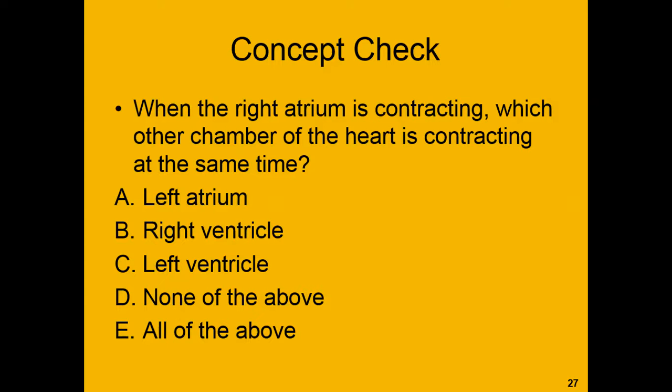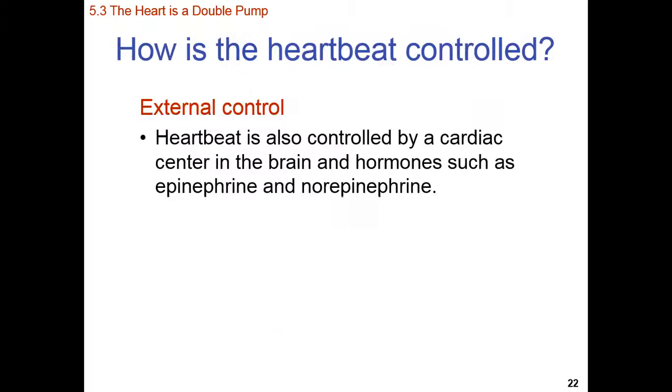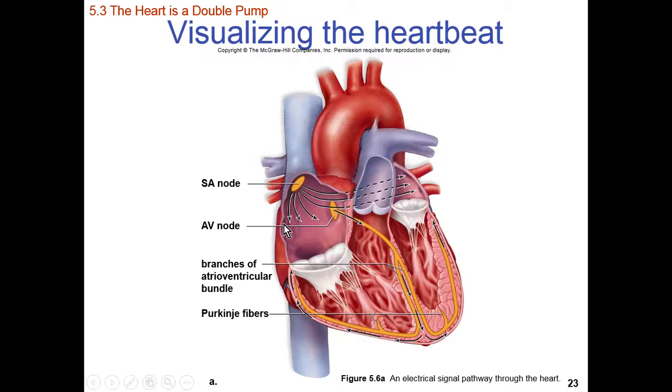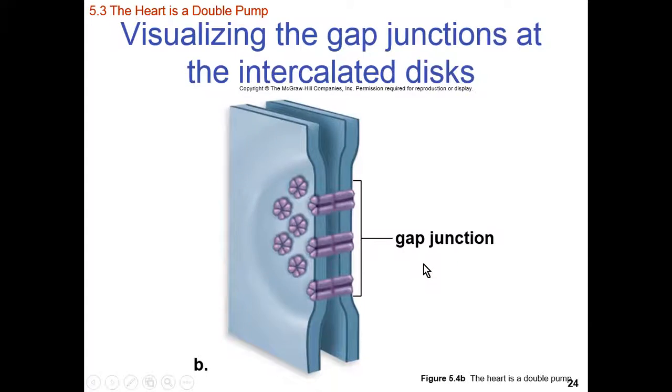If the right atrium of the heart is contracting, the other chamber of the heart that's contracting is going to be the left atrium. When the one atrium is contracting, the other atrium is contracting. Let's back up here. There we go. So first we'll have the two atria contract when the SA node depolarizes, and then the two ventricles contract at the same time when their Purkinje fibers depolarize.